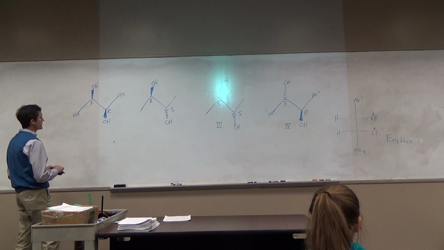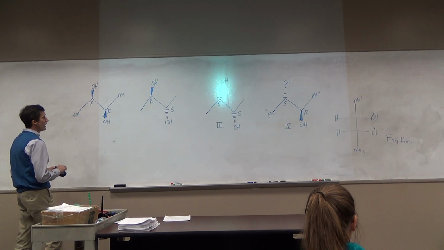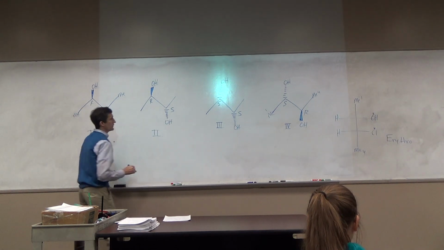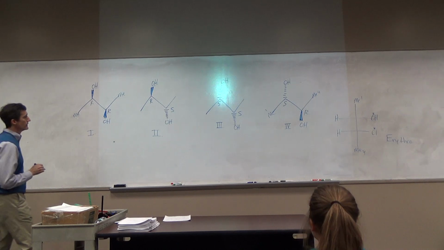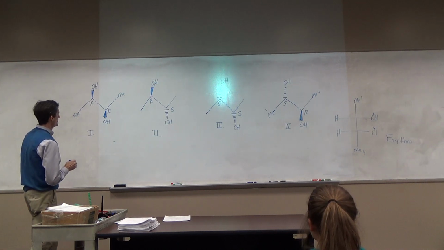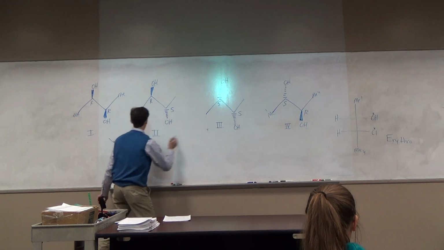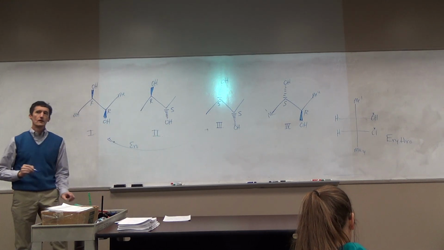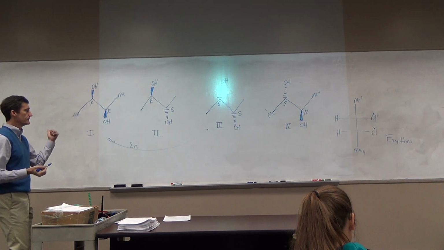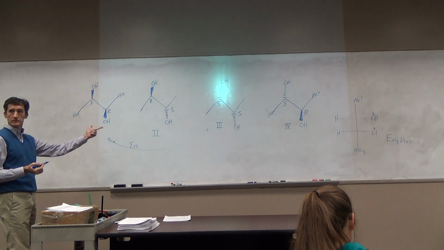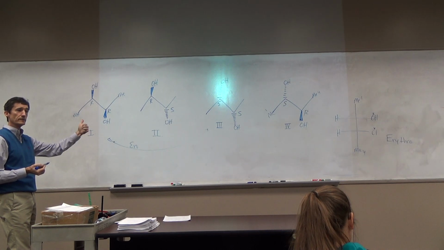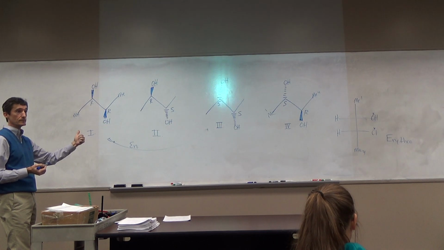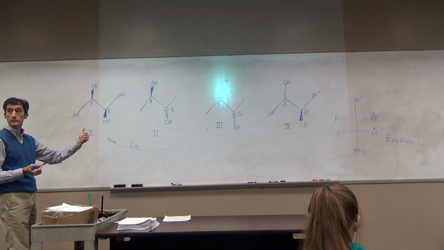Let's look at them. What's the relationship between 1 and 3? Those are enantiomers. But hold on, again. First thing is they're mirror images. Check. We should know that. But are they really different? How do we prove that they're different?